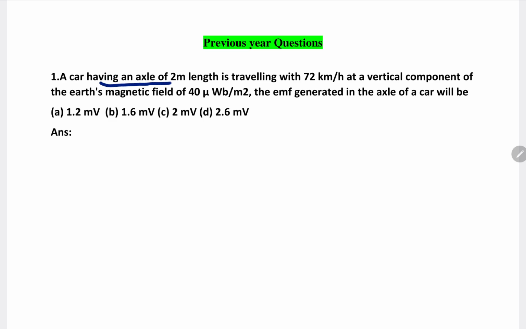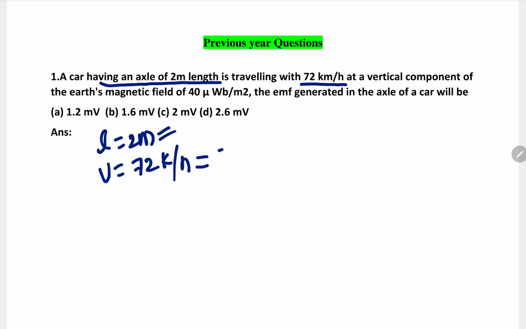A car having an axle of 2 meter length. So length is equal to 2 meter and traveling at 72 kilometer per hour. So velocity is equal to 72 kilometer per hour. It is given in kilometer per hour, but I'll convert into meter per second because the length is in meter. So 72 into 5 by 18, so we will get 20 meters per second. And its vertical component of the earth's magnetic field is 40 micro Weber per meter square.